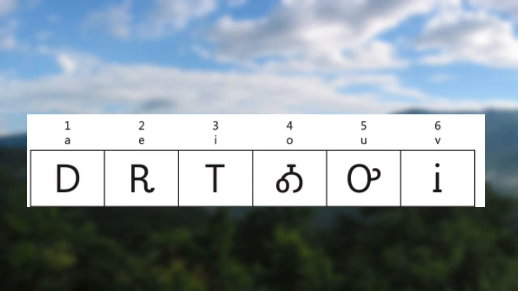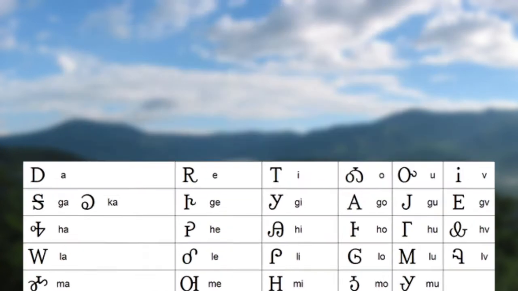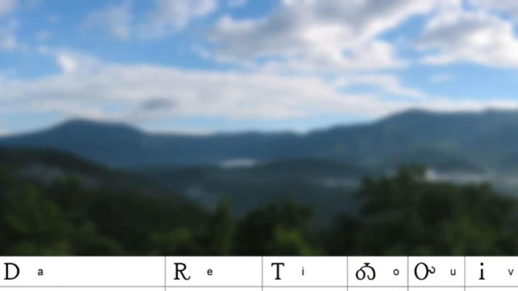The Cherokee writing system is a syllabary, meaning that simple consonant-vowel syllables are represented with one character. Cherokee has 85 of these syllables, made from 16 consonants and 6 vowels. Let's start with the top row, which is just the standalone vowels.